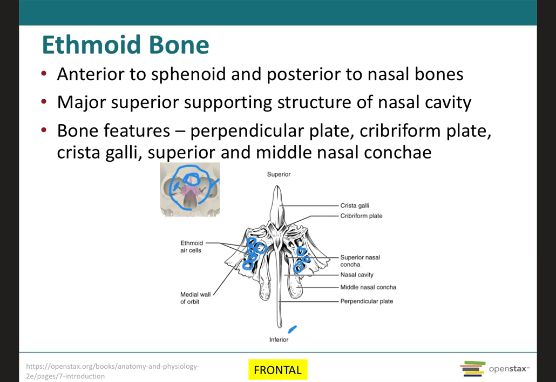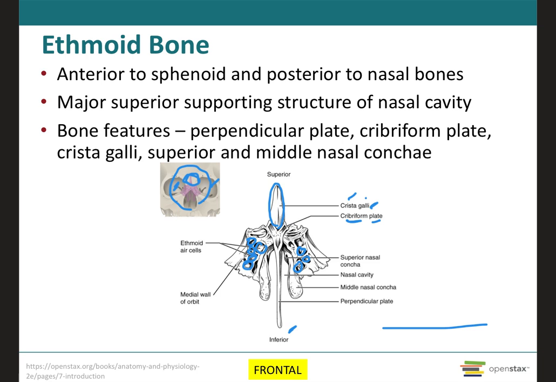A few of the bone features that you need to know of the ethmoid bone are this structure that sticks out over here that's called the crista galli. In other words, the rooster's crest. Right underneath it, we're going to have what we call the cribriform plate, which is where the olfactory nerves will pass through from the nasal cavity.